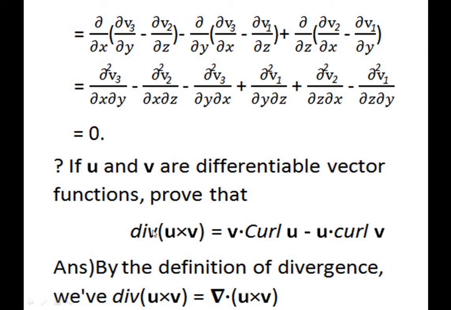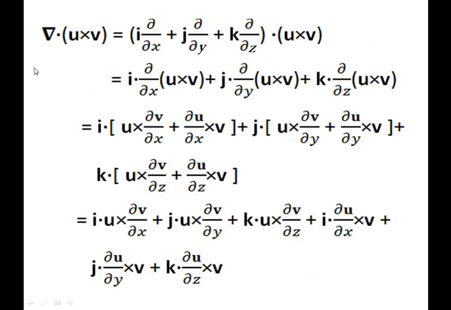We have two vectors u and v, then taking their cross product, then taking the divergence. Then by the definition of divergence, we have divergence of u cross v equal to del dot u cross v, where del is the gradient vector. Then del dot u cross v, where del equal to i into dou by dou x plus j cap into dou by dou y plus k cap into dou by dou z, dot u cross v. Okay, where u cross v is a vector quantity, we don't know yet how the components look like.